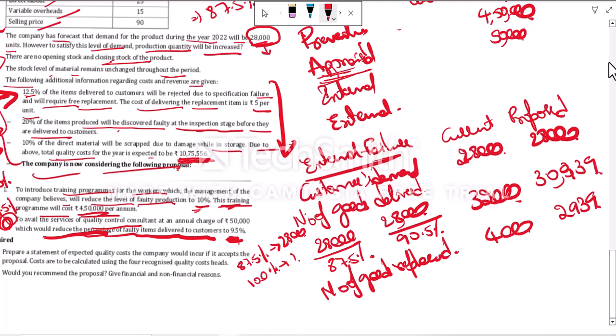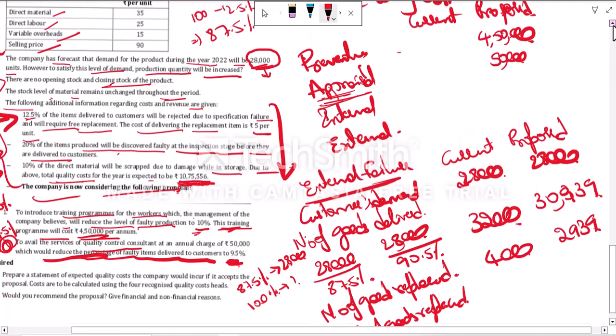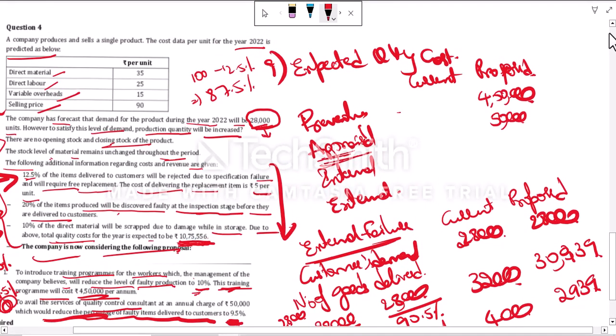If they have replaced these many goods, what are the costs we have incurred to replace that? Okay, this will become the external failure cost. See, any cost incurred for replacement will be the external failure cost, no? So cost of goods replaced. For each one we have to calculate. So what will be the cost if some product is replaced? What is the total cost incurred in that?